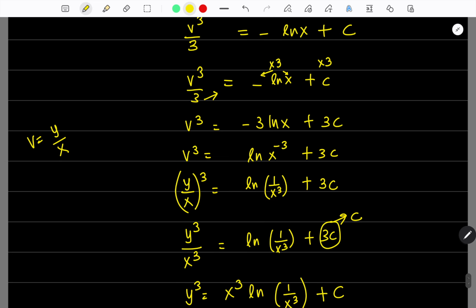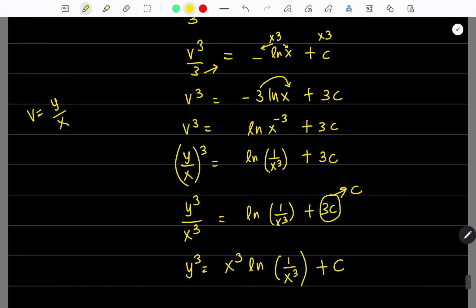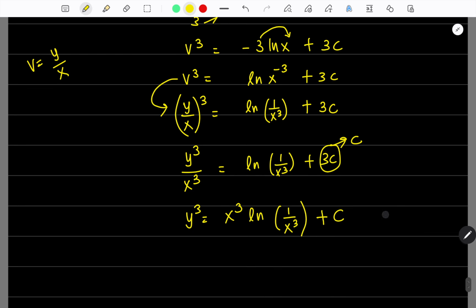So v cube is equal to, taking the power using the power rule, ln x to the power of minus 3 plus 3c. So for v cube, I'm putting the value y by x. So (y by x) cube is equal to ln 1 divided by x cube plus 3c, so y cube by x cube is equal to ln 1 by x cube plus c.